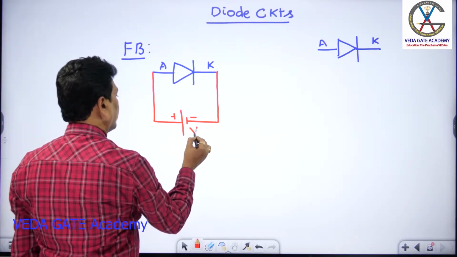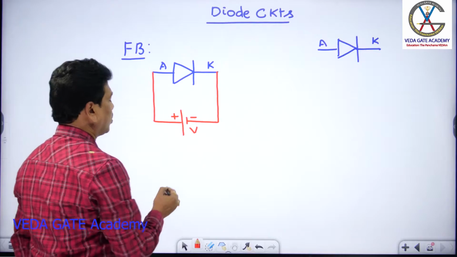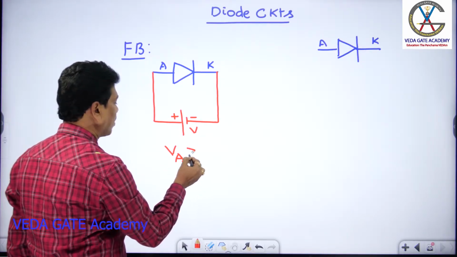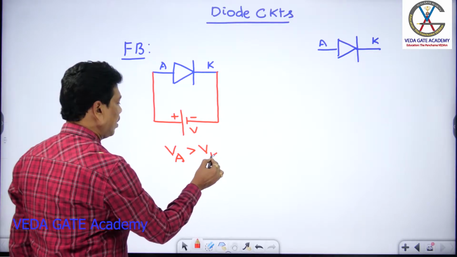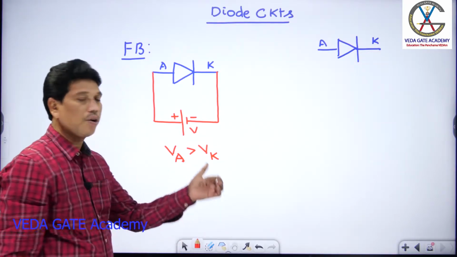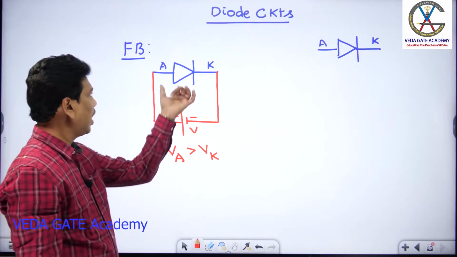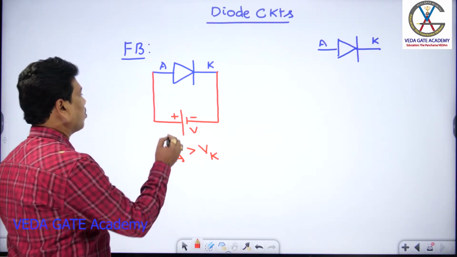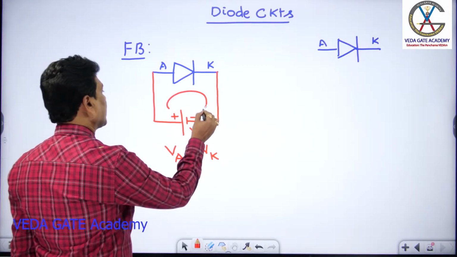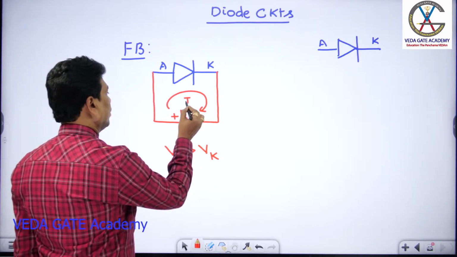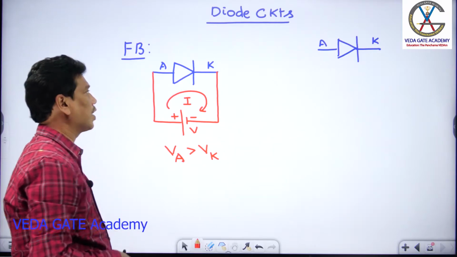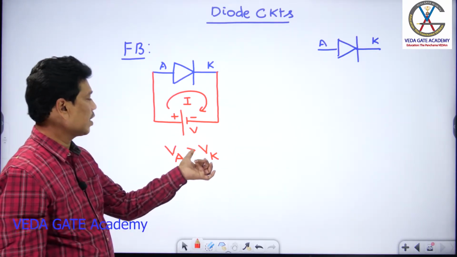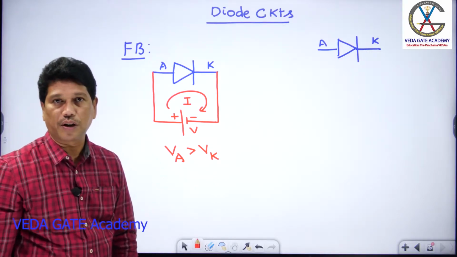So in this forward bias, the anode potential should be greater than the cathode potential. Anode is kept at a positive potential with respect to cathode. In this mode, the diode allows the current and acts as a closed switch, where anode potential is kept greater than cathode potential.